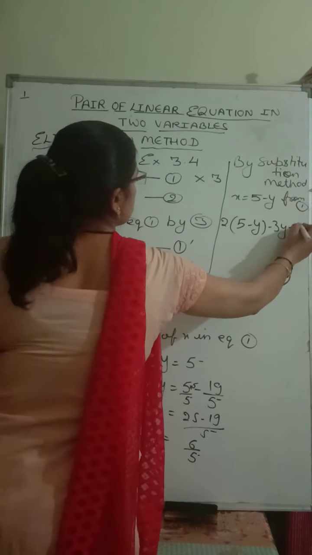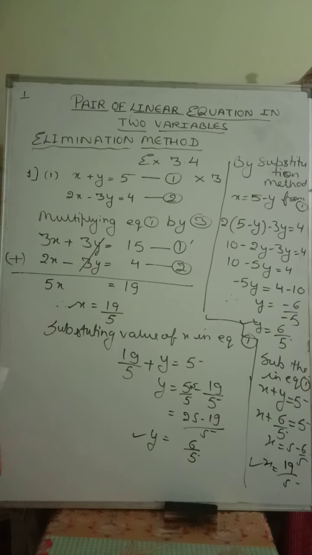Then substituting this value in one of the equations, the same as before, in equation 1. Equation 1 is x plus y equals 5. What is the value of y? 6 upon 5. So x plus 6 upon 5 equals 5. So x equals 5 minus 6 upon 5. Take the LCM 5. This is 25 minus 6, again the same, 19 upon 5. So the same value comes from the substitution method as well as the elimination method.